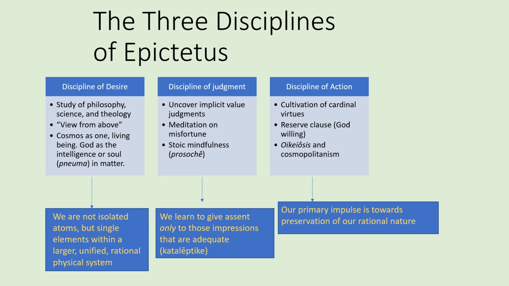In the discipline of judgment, we learn to give assent only to the impressions that are adequate. So here we learn only to accept the things which match the impression. And here we come to adopt the perspective of the cosmos as a whole, according to which nothing is good or bad in itself. In the discipline of action, our primary impulse is towards the preservation of our own nature as rational beings.